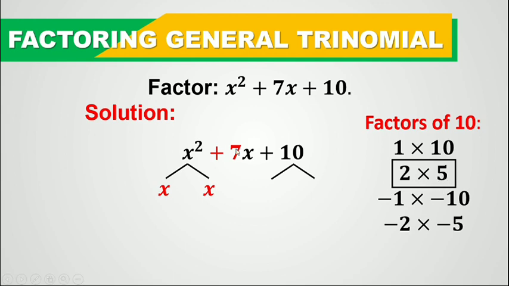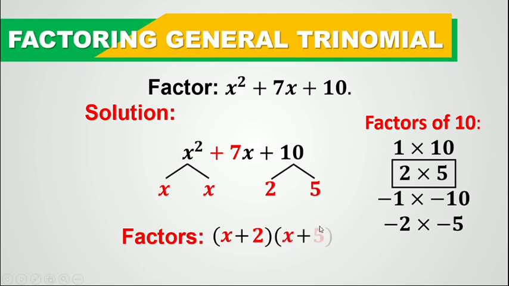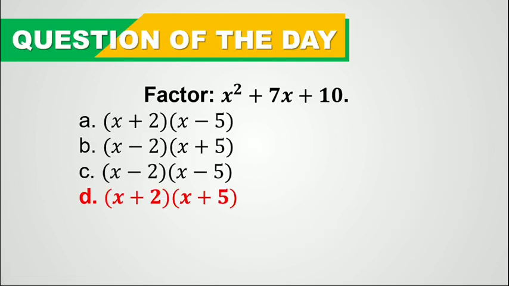So, therefore, the factors that we're going to write for 10 are 2 and 5. That's how you factor. And then, therefore, the factors of x squared plus 7x plus 10 are, you combine them: x plus 2, because this is positive 2, so plus 2. And then the other factor would be x plus 5, positive 5 because both of these factors are positive. So, therefore, this is now our answer for this particular question. The answer for the question of the day is letter D, x plus 2 times x plus 5.